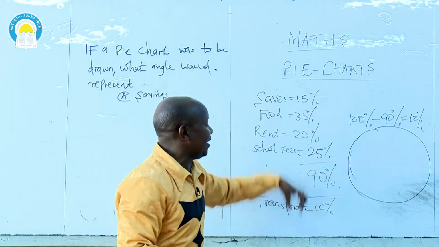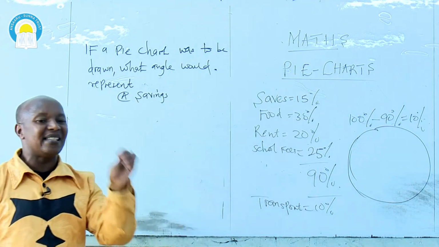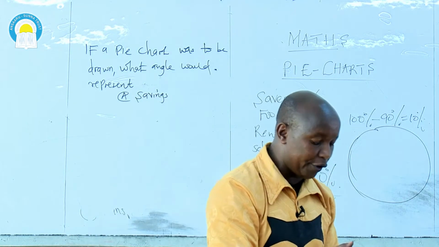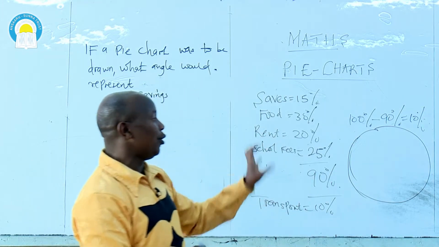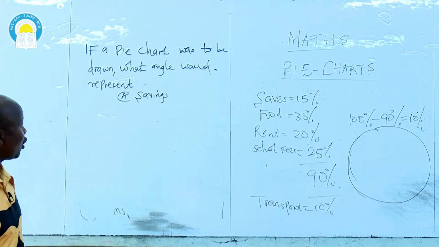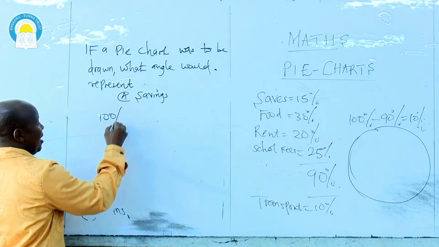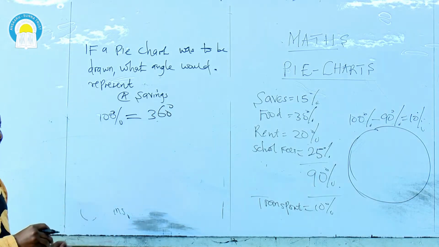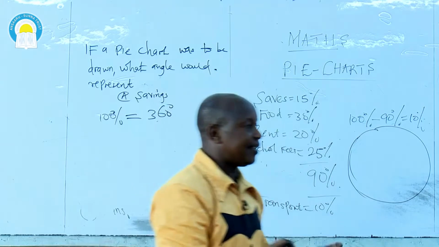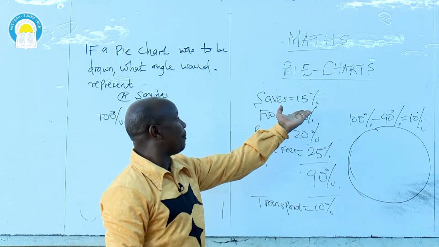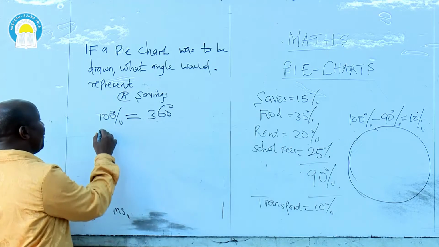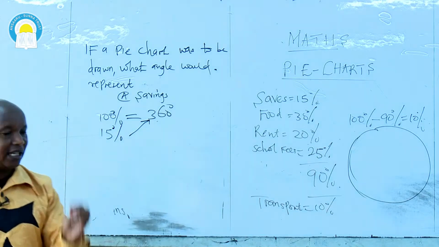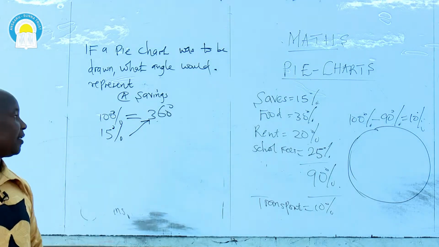Because the total percentage is 100%, then there must be the stem of the question. The basic thing that you must understand before you work out, because it's the same stem that you will use to work out all the problems. Total percentage is 100%, and the total degrees is 360 degrees. That means 100% is equivalent to 360 degrees. Now, what about the percentage of saving? What about 15%? Once you cross multiply, you get the number of degrees representing savings in a pie chart.